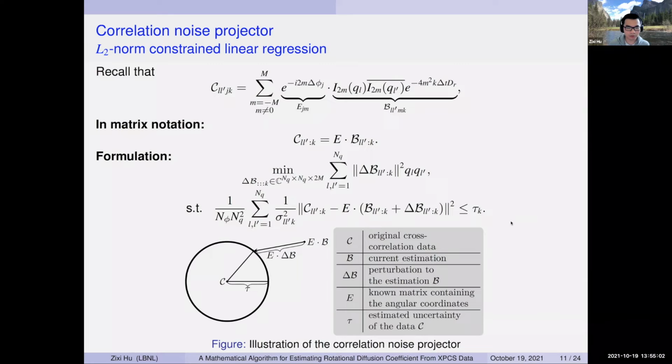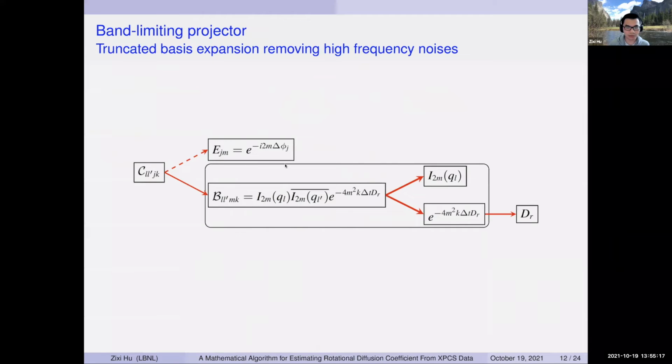So after solving this regularization for all L prime and K, we can get all the vectors B together to form a four-way tensor B, which is the input to the next step. Once B is obtained, we can try to get the circular harmonic coefficient I2M and the exponential decay factor. However, before that, we can try an extra step for further denoising.